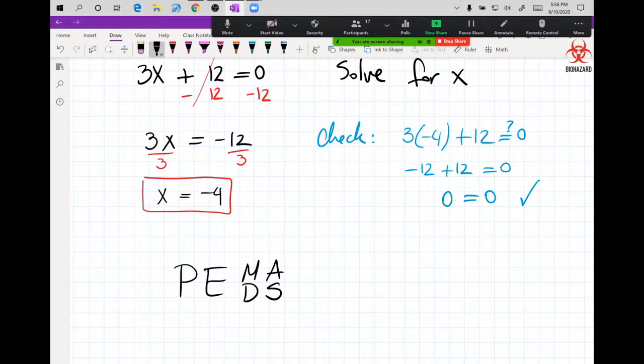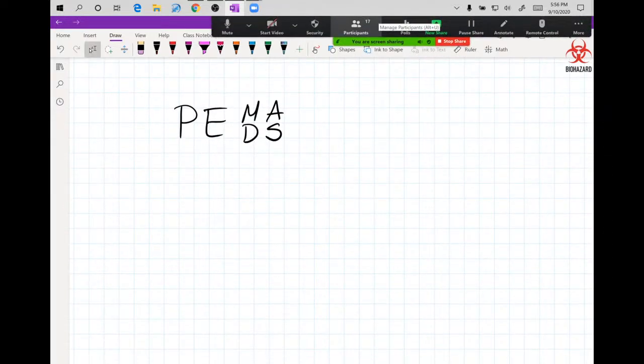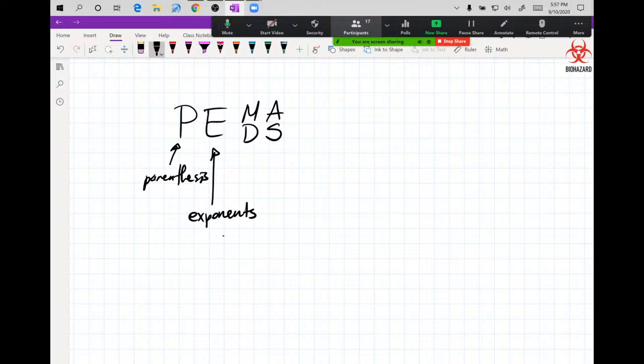I invented this. And the reason why I write it this way is I want to emphasize that multiplication and division are of the same category, same weight. And they should be dealt with as you get to them, reading from left to right. And same for addition and subtraction. So parentheses will always be first. And then exponents. Those are the guys, 3 squared equals 9.